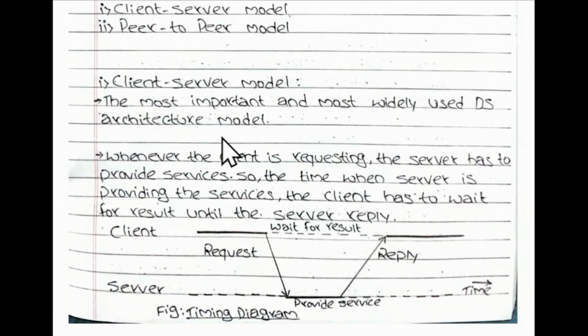Client-server model. The client-server model is the most widely used distributed architecture model. Whenever the client is requesting, the server has to provide the services. While the server is providing the services, the client has to wait for the result until the server replies. When the server provides the result, the client gets the reply. This is the timing diagram of the client-server model.